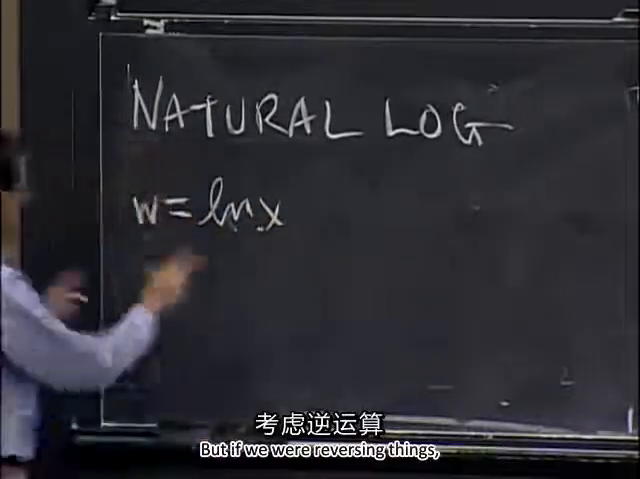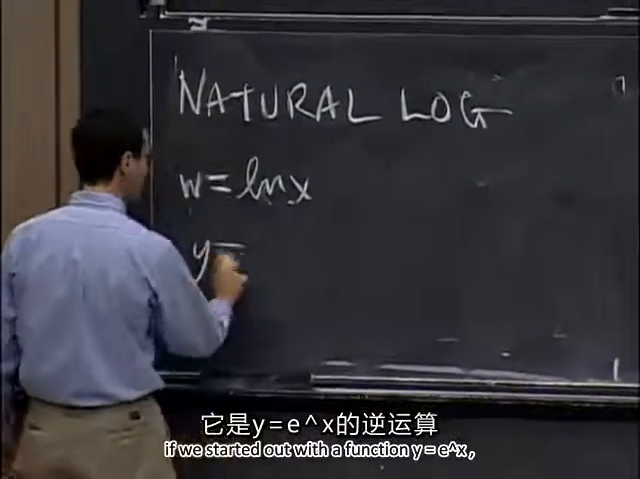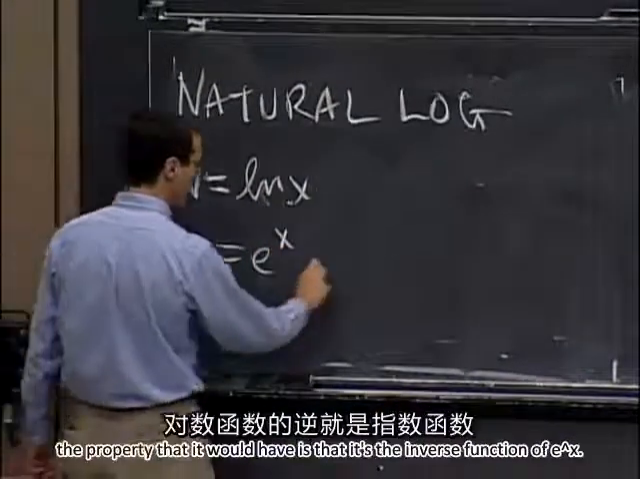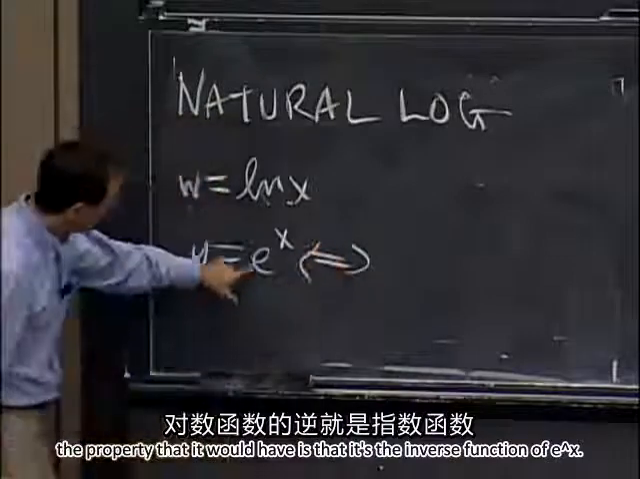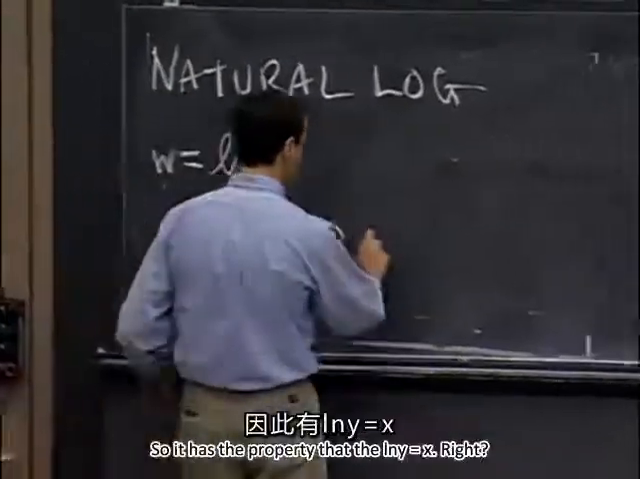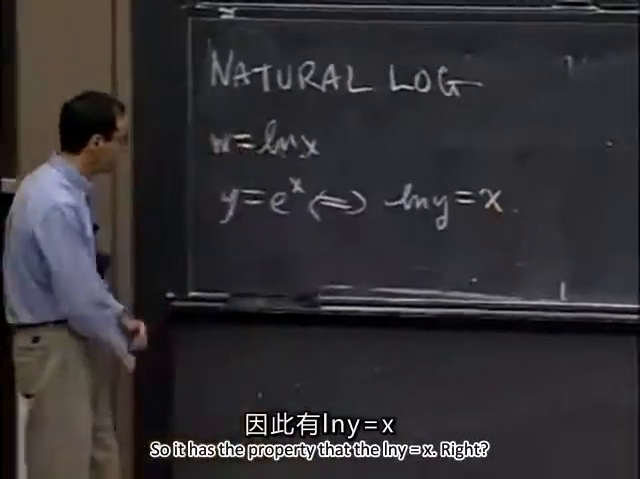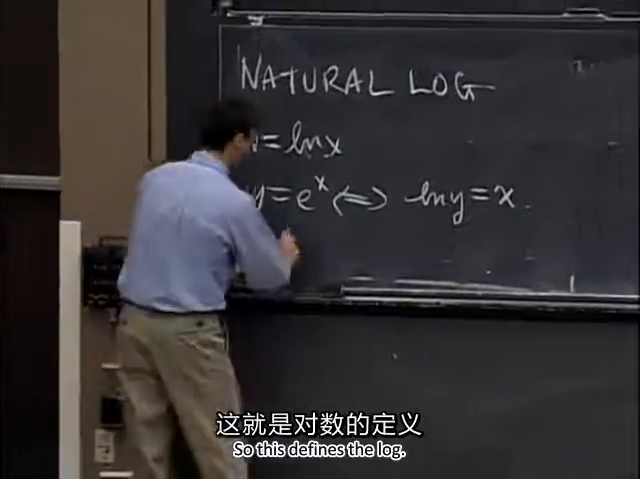But if we were reversing things, if we started out with a function y is equal to e to the x, the property that it would have is that it's the inverse function of e to the x. So it has the property that the log of y is equal to x. All right, so this defines the log.